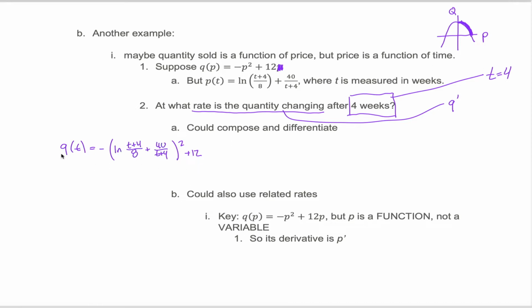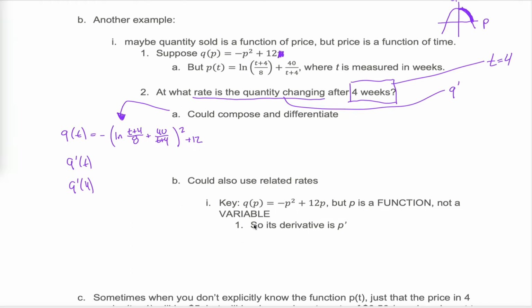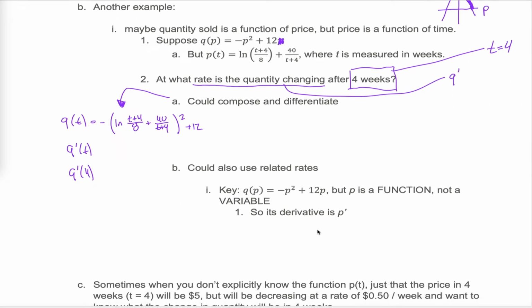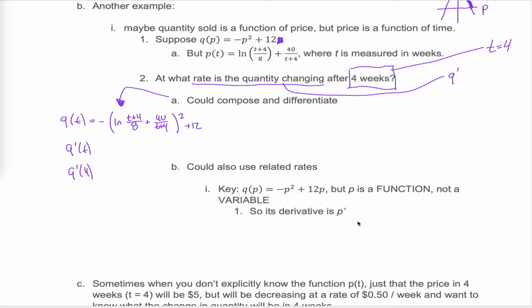I mean, it's nice that we have quantity written in terms of time. That's cool. So now in theory, we could find q prime of t, and then we could find q prime of 4, and we'd be done. But doing that will involve taking the derivative of this thing. You could compose these functions together and differentiate, like I'm kind of laying out over here, but it might be kind of ugly to do so. Maybe there's an easier way. Maybe we could use related rates. We'd get the same answer either way, but if we use related rates, I think the calculus won't be as intimidating. How would we use related rates?